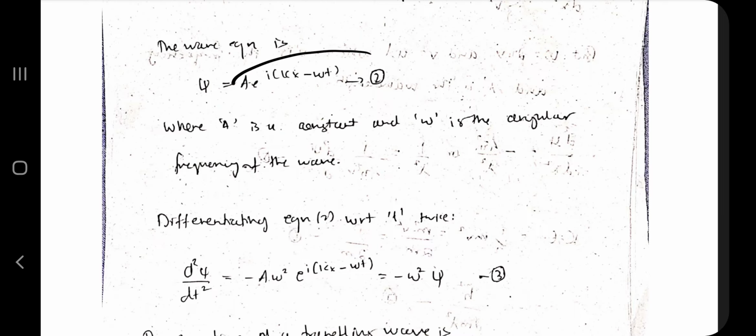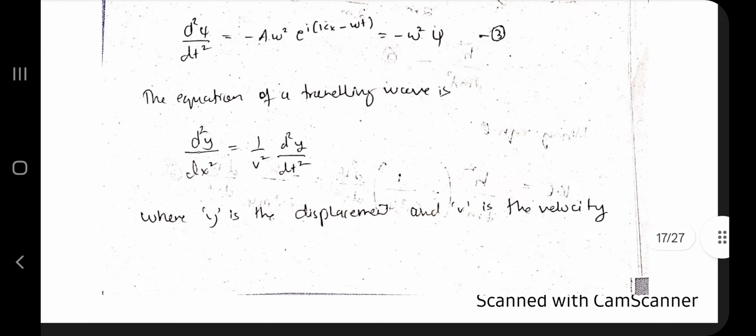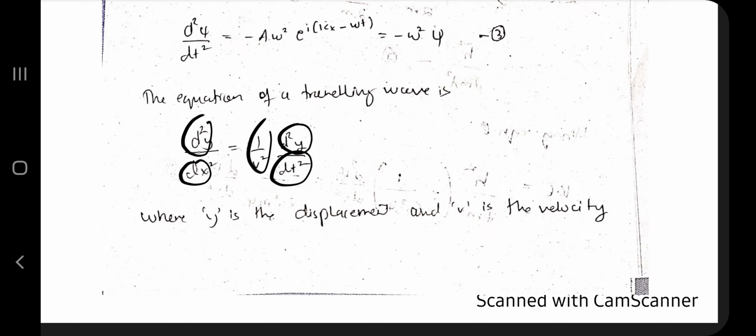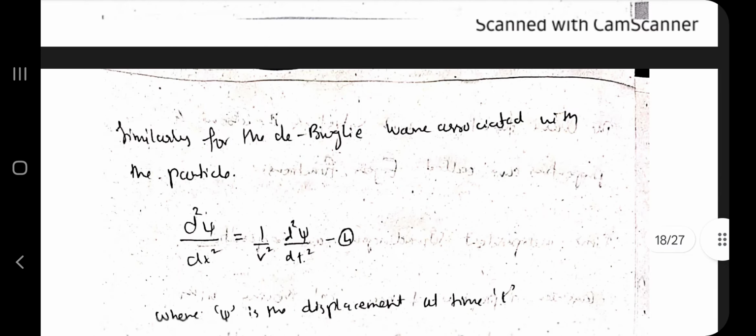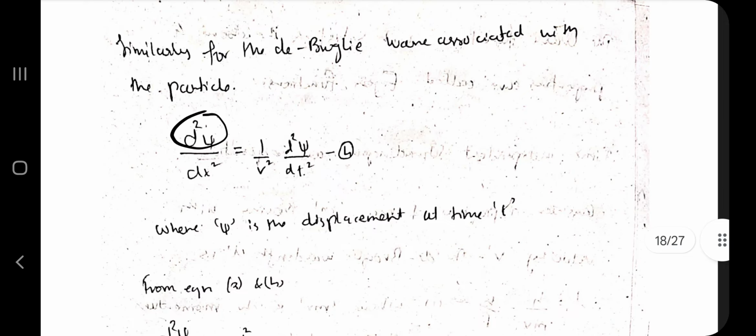Then differentiating equation 2 with respect to t. Let's differentiate this with respect to t, double differentiate, and get this value here. And the equation of a traveling wave is d square y by dx square is equal to 1 by v square d square y by dt square. This is a standard one. In the same way, for the psi value also, it will be d square psi by dx square is equal to 1 by v square d square psi by dt square.